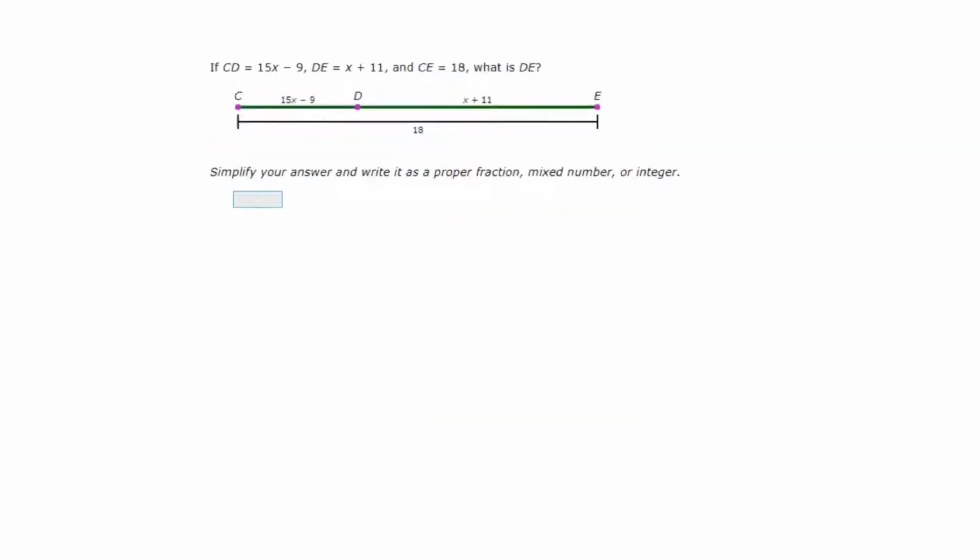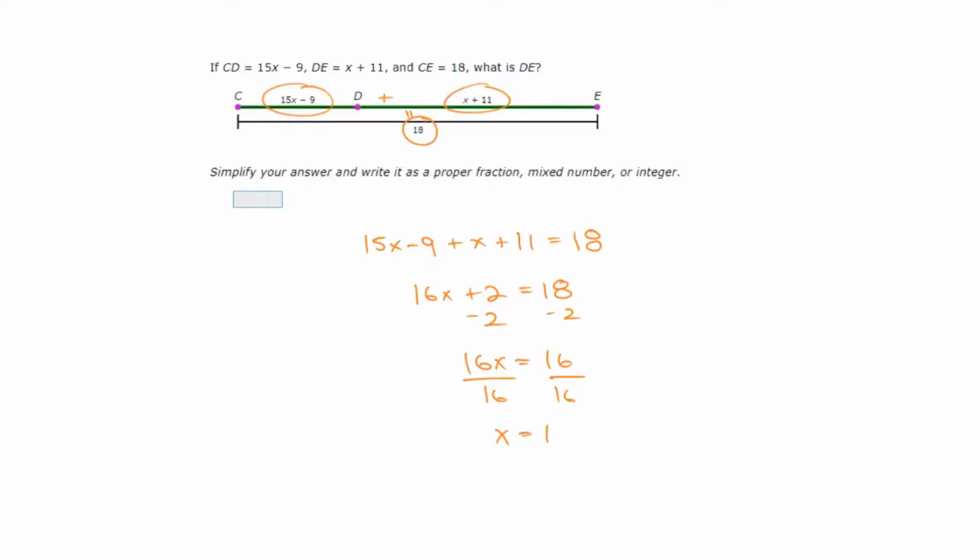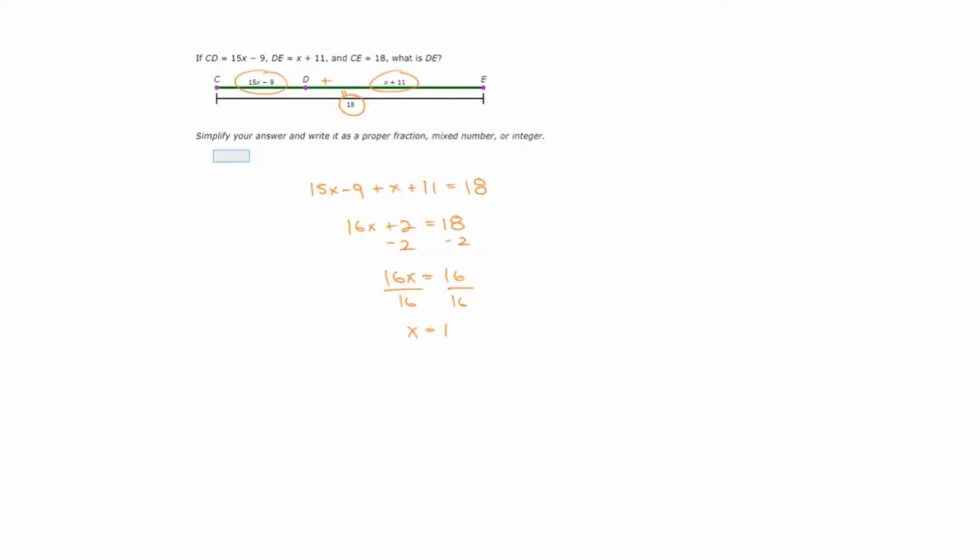Here's another one where they fill it out for you, so they've done some of the work for us. We're just going to take CD plus x plus 11 and set it equal to 18. We have our combined like terms, and in this case, we have x is equal to 1. But let's say this was, let's make it 22. I'm going to change this, and you end up with 16x plus 2 is equal to 22.